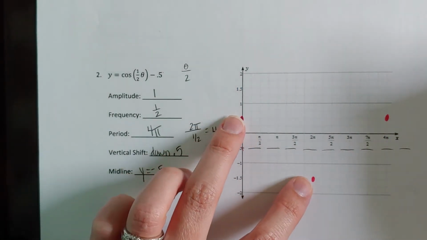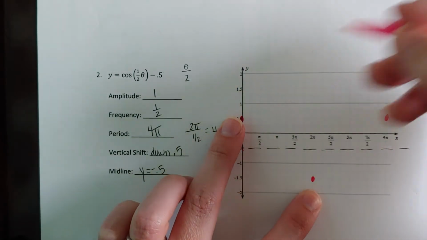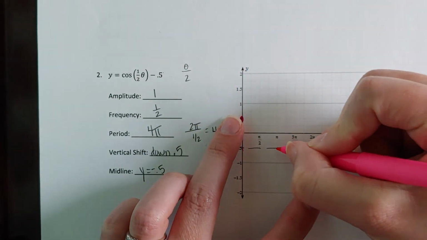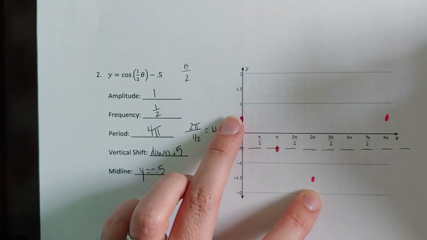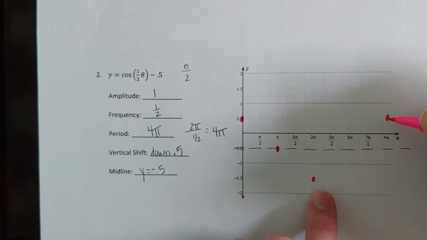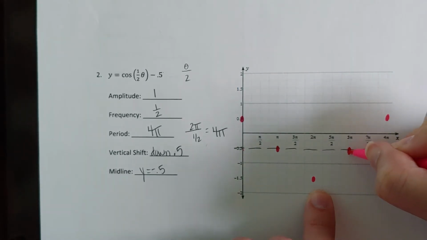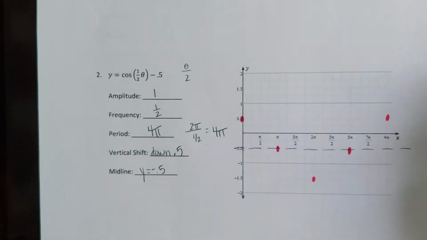In between the beginning and the middle is where cosine is going to cross the midline. So at pi, it's going to cross the midline. At the end, in between the middle and the end is where it's going to cross the midline. So the middle between 2 pi and 4 pi is 3 pi. This looks like a V. It's not a V. We are graphing key features.